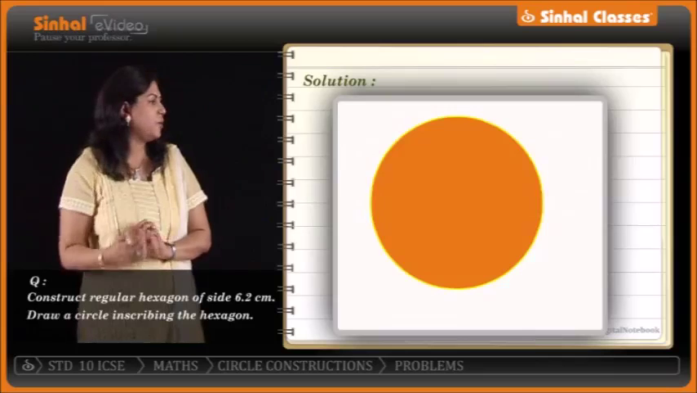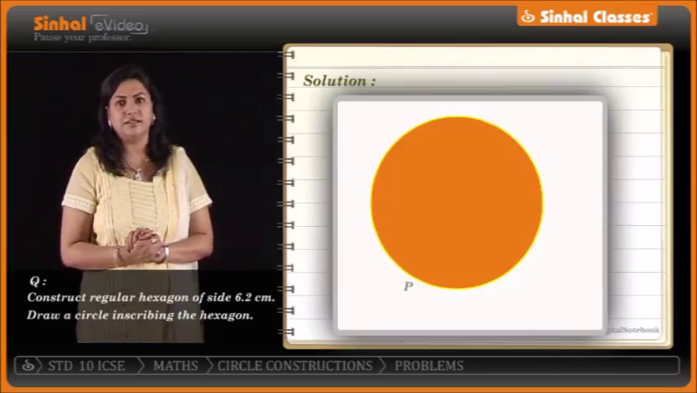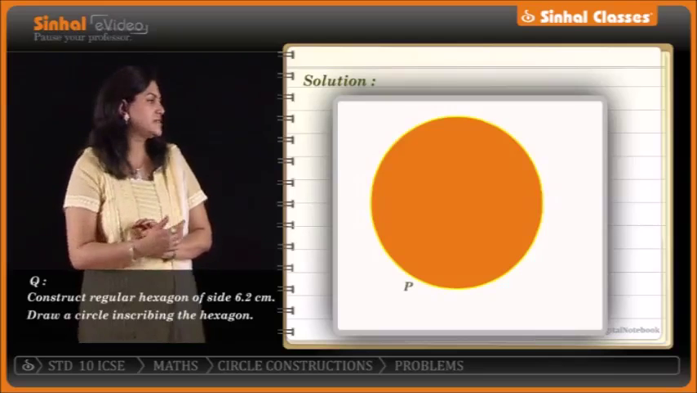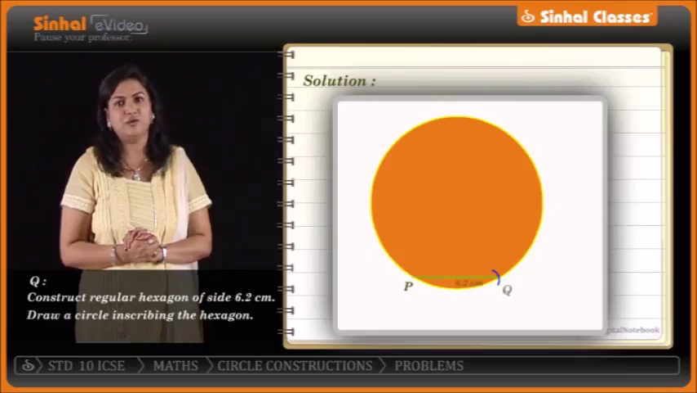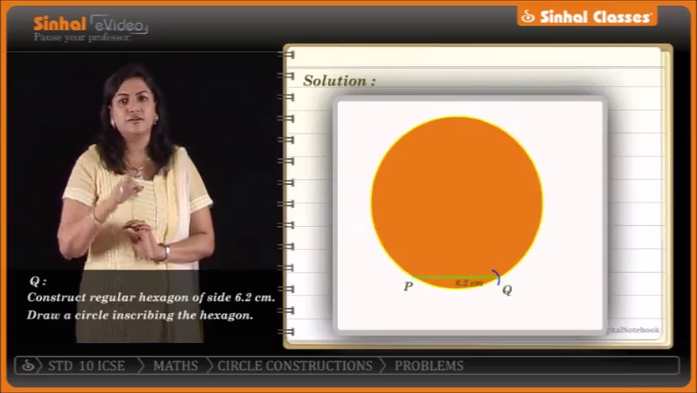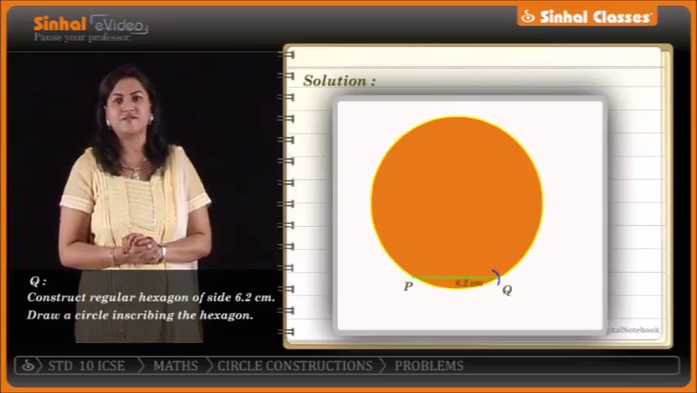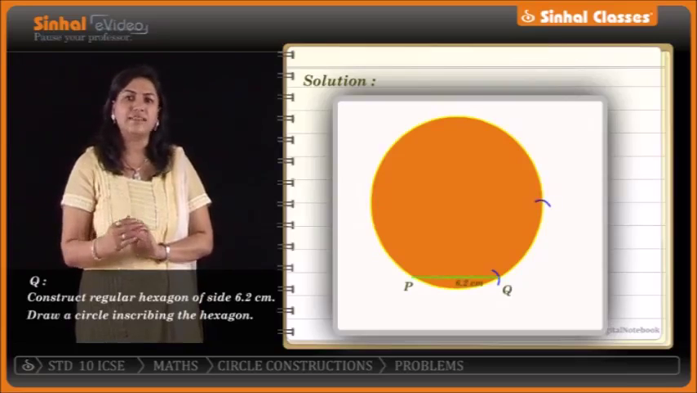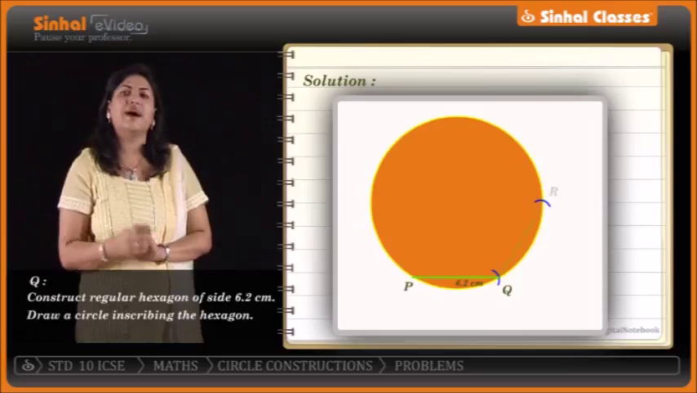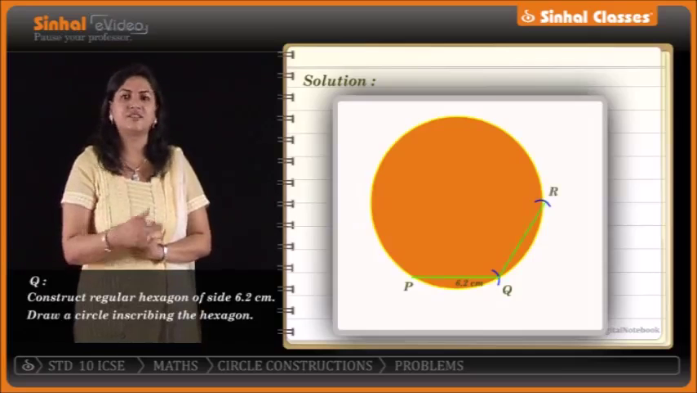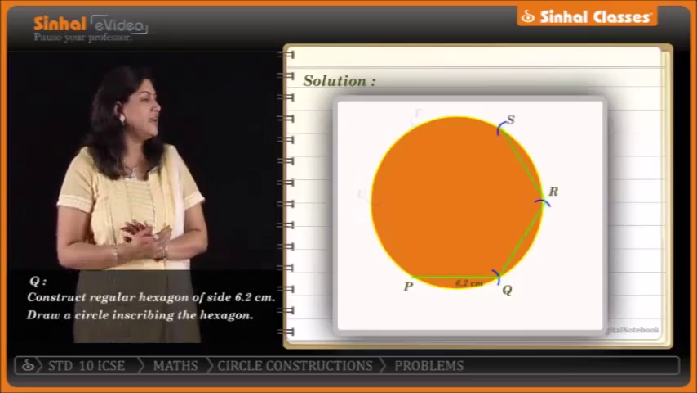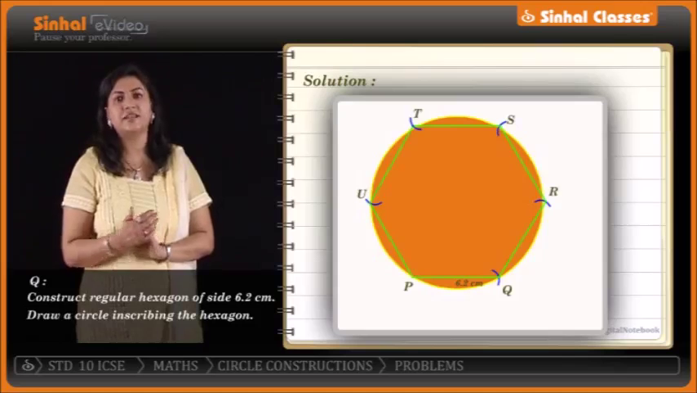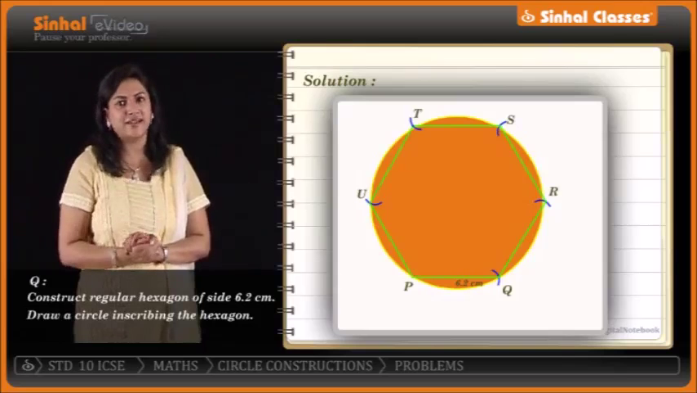Now mark any point P on the circle. Cut an arc of 6.2 cm on this circle. Mark it as point Q. Now from Q, cut an arc of 6.2 cm again. Mark that point as R. Again from R, we cut an arc of 6.2 cm. Mark that point as S, and so on. We will complete the hexagon PQRSTU. So we have the regular hexagon.